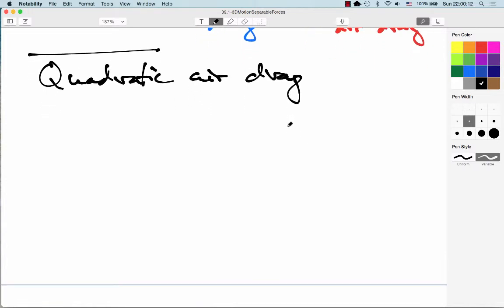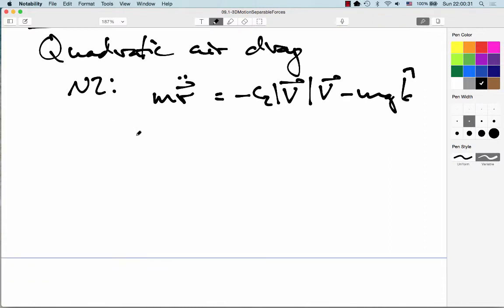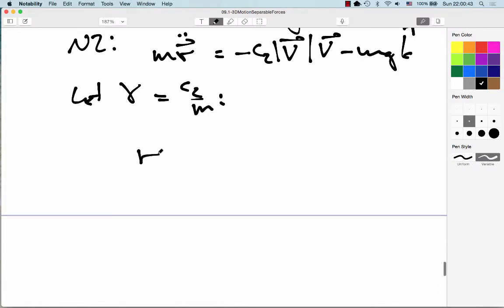All right. It does show the power of successive approximations. So here, our Newton's second law is m r double dot is equal to minus c2 times the magnitude of v times v itself minus mg k hat. We can do the same thing here where we'll let gamma equal c2 over m. So then this becomes r double dot equals minus gamma magnitude v v minus g k hat.